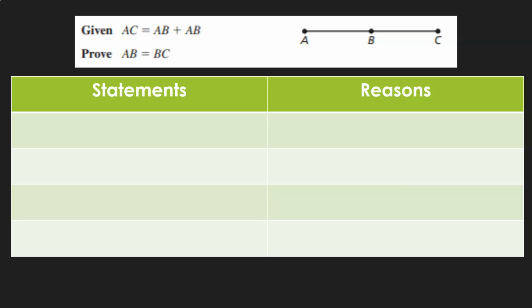AC equals AB plus AB is what the problem gives me. So that literally goes in my first statement spot, and my first reason is always given. Then what I also know is, because this is a segment, and we've talked about the segment addition postulate on another video, that AB plus BC equals AC. And that's by the segment addition postulate.